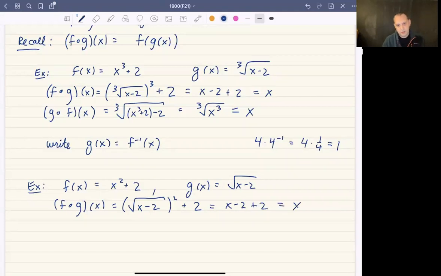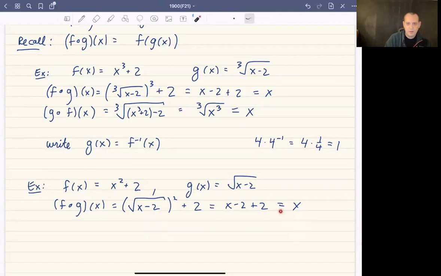There's a subtlety here, though. It looks like if you take the function f of g of x equals x, that's true for any value of x. But if you look at this expression, the square root of x minus 2, that's only going to be a well-defined real number when x is at least 2. So for example, you cannot plug 0 into the left side of this equation, but you can plug it into the right.